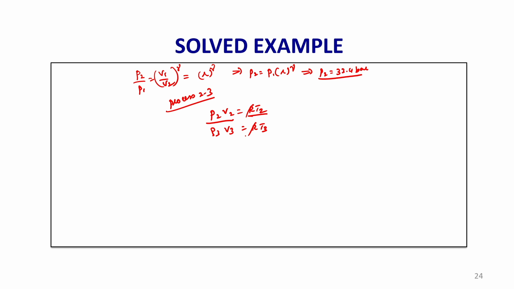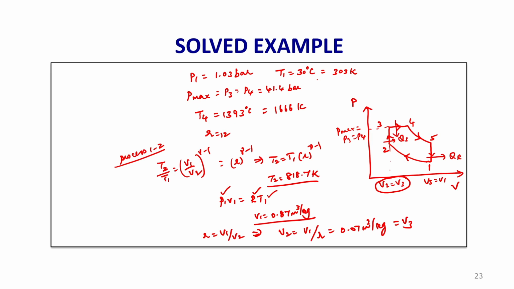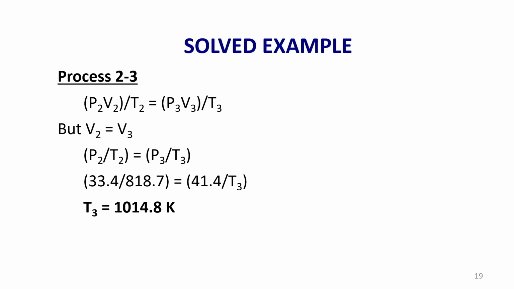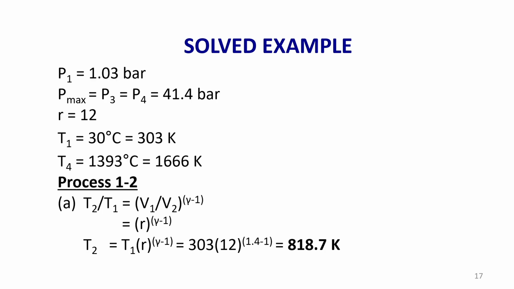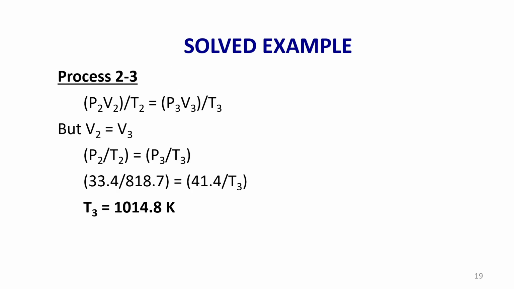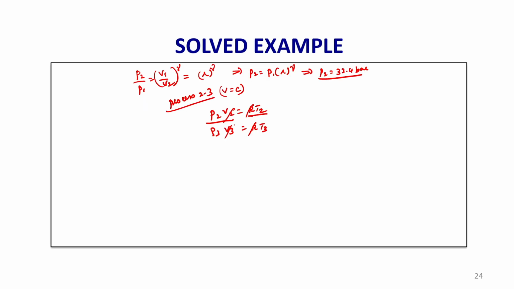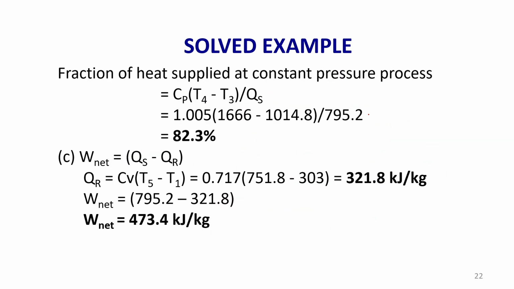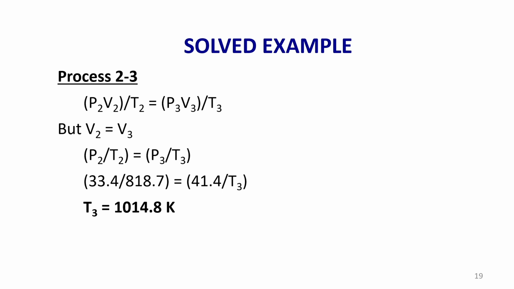Divide this equation by this one, R will get cancelled. For 2 to 3, we know the volume is constant, so this term will get cancelled. P2 by P3 equal to T2 by T3. Volume at 2 is equal to volume at 3. One more data is given, the maximum pressure in the cycle, so P3 is given. P2 and T2 we have found out, so we can find T3. When you substitute the values, T3 will be equal to 1014.8 Kelvin.